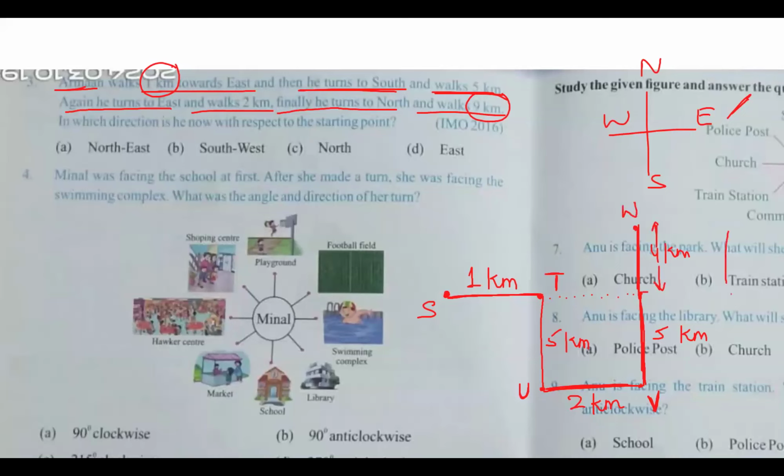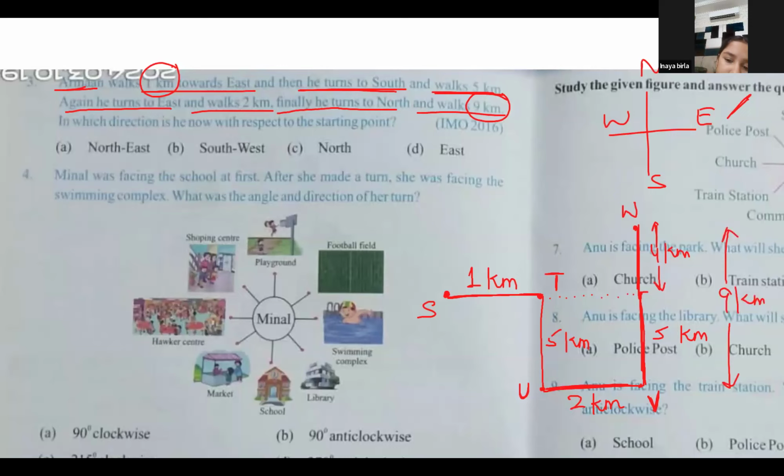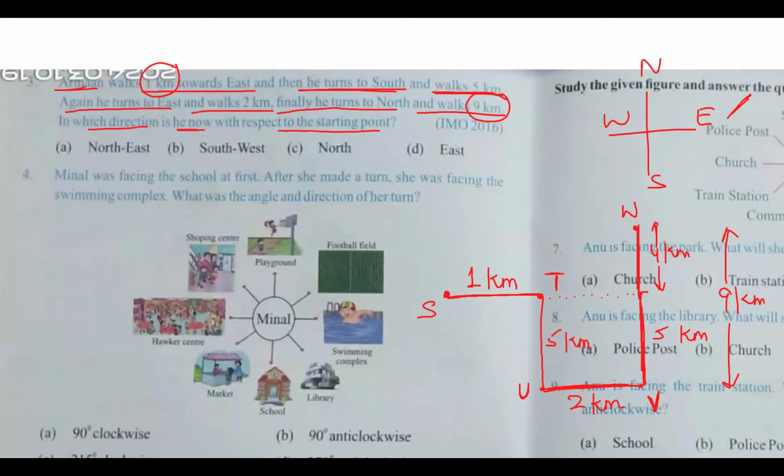Total 9 kilometers from V to W, right? Yes or no? Yes, ma'am. So we have drawn the arrangement like this following all these instructions. Okay, this was the final turn. Now the question asked is, in which direction is he now with respect to the starting point?